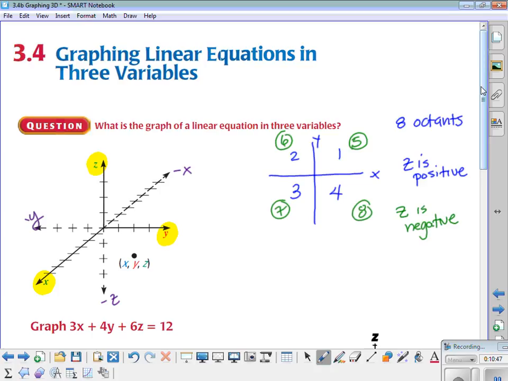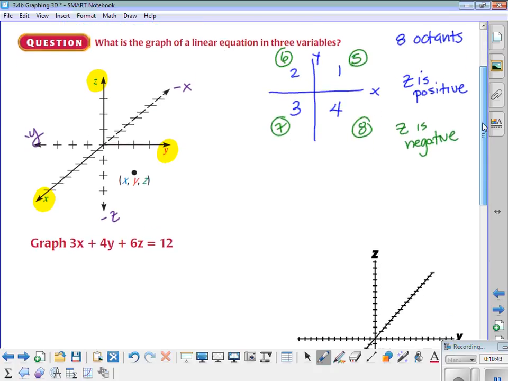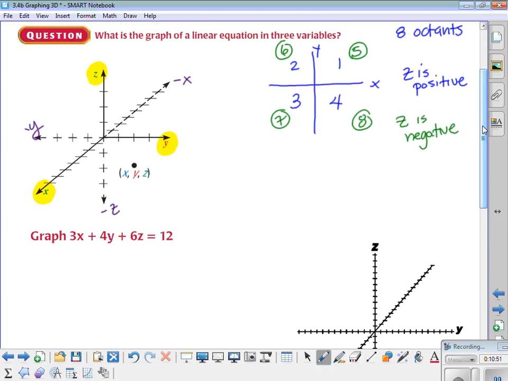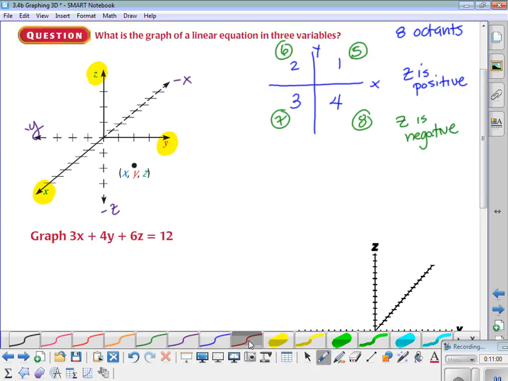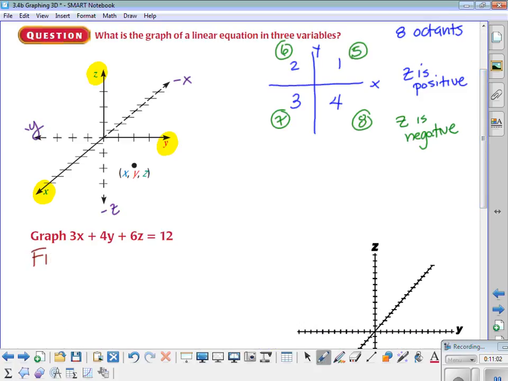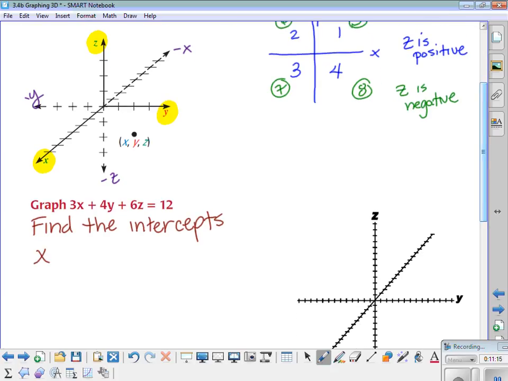Alrighty. So we're going to graph 3x plus 4y plus 6z is equal to 12. And it's actually not as bad as it seems. All we're going to do is find the intercepts. So remember on our warm-ups how we found the x and y intercepts for lines? It's going to be very similar to that. We're going to do, but now we have 3, right?